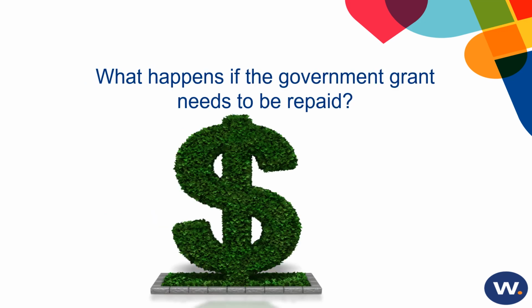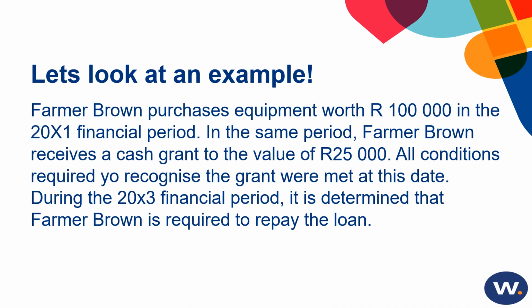So another question arises: what is supposed to happen if the government grant needs to be repaid in subsequent periods? These grants will be recognized as a change in accounting estimate in accordance with IAS 8. Therefore, it will be recognized prospectively. So let's look at an example just to clarify how this would work in practice.